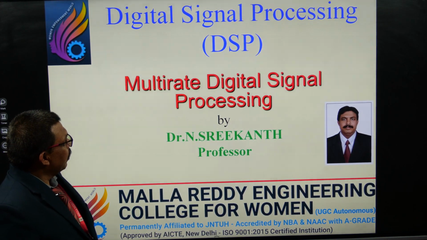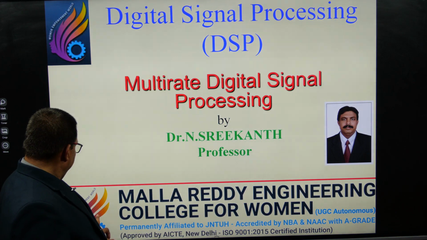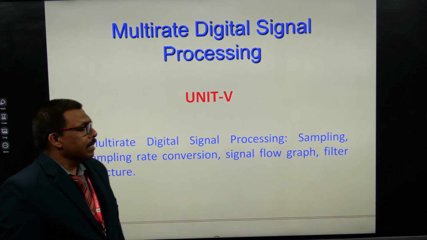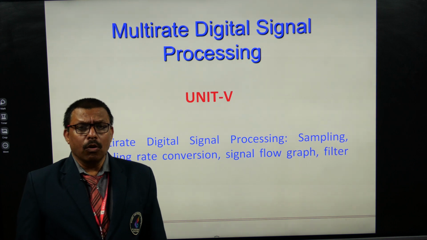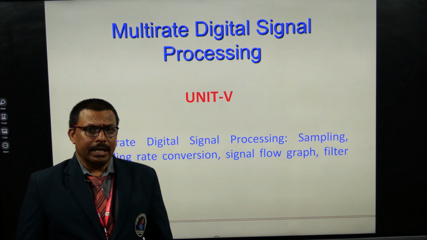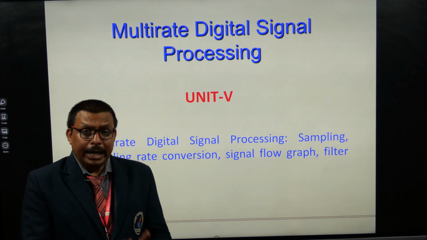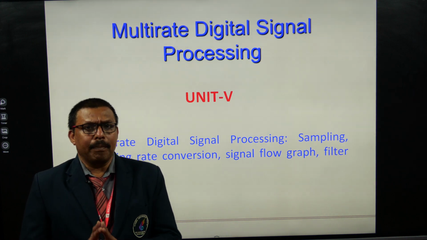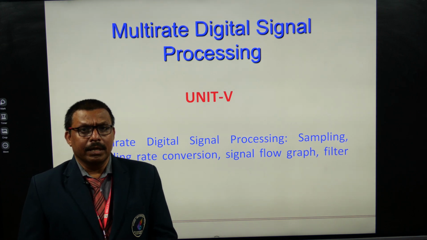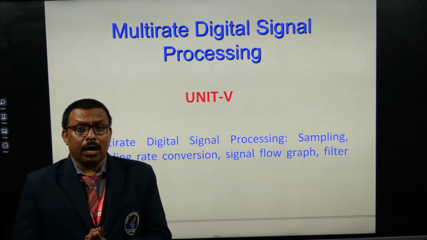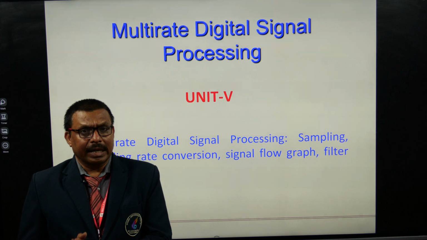Today we are going to discuss multirate digital signal processing. Multirate digital signal processing mainly consists of sampling rate conversion: downsampling and upsampling, which we call decimation and interpolation, that is, how a digital signal is converted from one rate to another. In single rate processing, we use only one sample frequency, but in multirate signal processing, we convert from one sample frequency to another sample frequency.